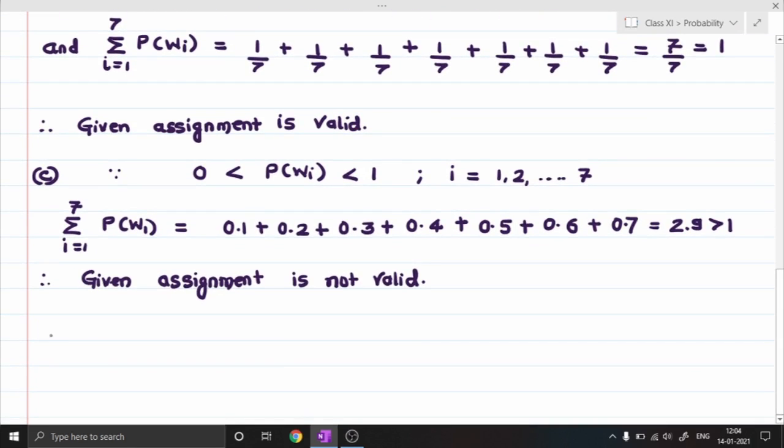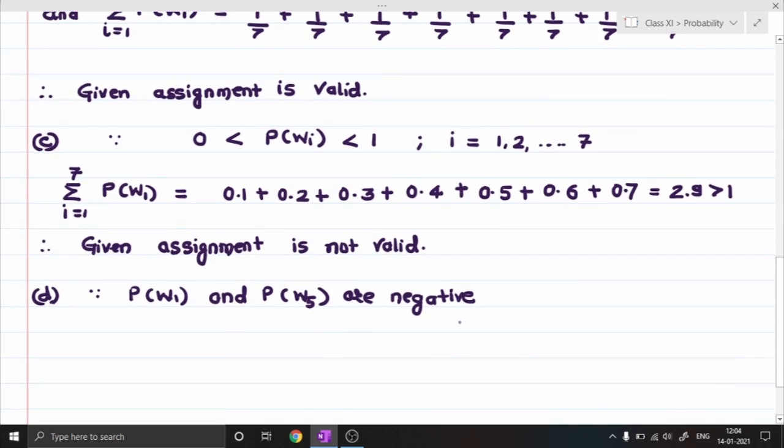Okay. So here in part D, we shall write down: since PW1 and PW5 are negative, we can say that the first condition is not followed, because all outcomes should lie between 0 and 1. So therefore the given assignment is not valid.